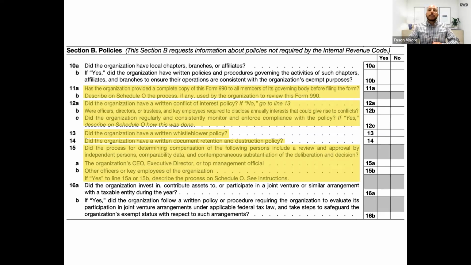So the key here is, if you're not already doing this, that we need to start documenting the process for determining the compensation of those key employees. How are we determining the compensation? Are we looking at nonprofits that are similar in size and do similar activities? This should also be approved. So make sure you're documenting that approval as well as the process for determining the final salary. So again, this page here, both sections A and B of the governance section, is a really, really important part of the 990.